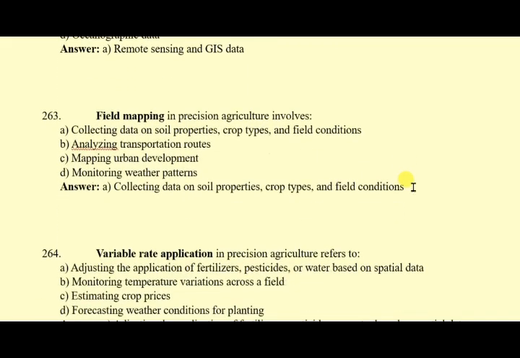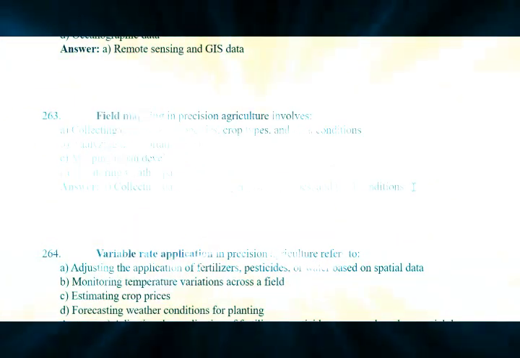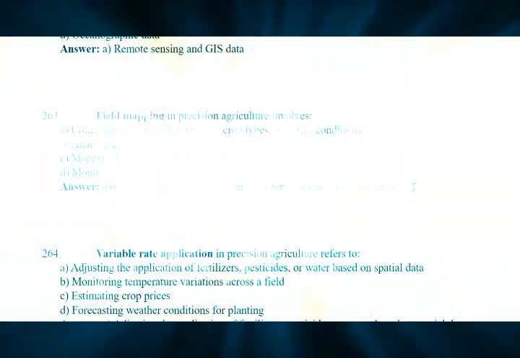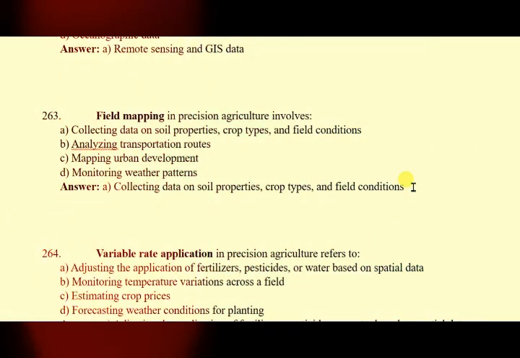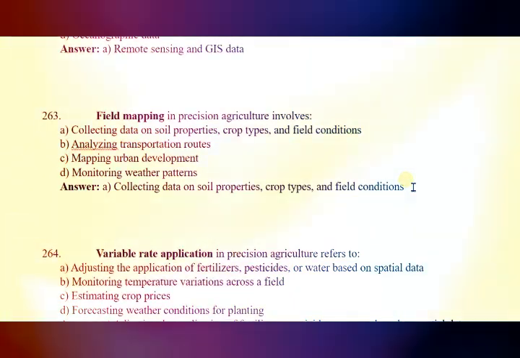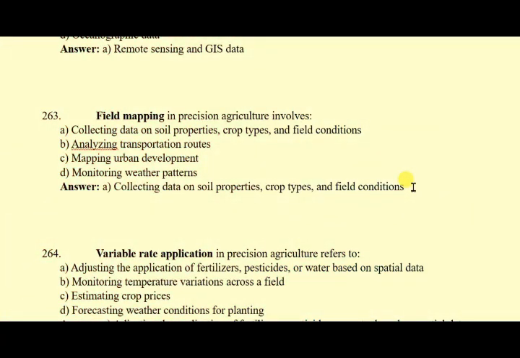Question 263. Field mapping in precision agriculture involves collecting data on soil properties, crop types, and field conditions, analyzing transportation routes, mapping urban development, monitoring weather patterns. The correct answer will be collecting data on soil properties, crop types, and field conditions.